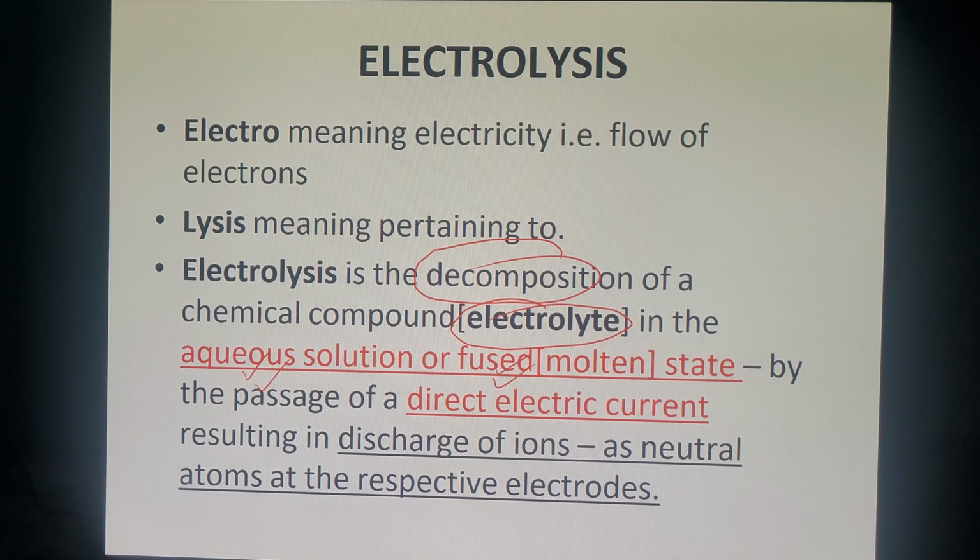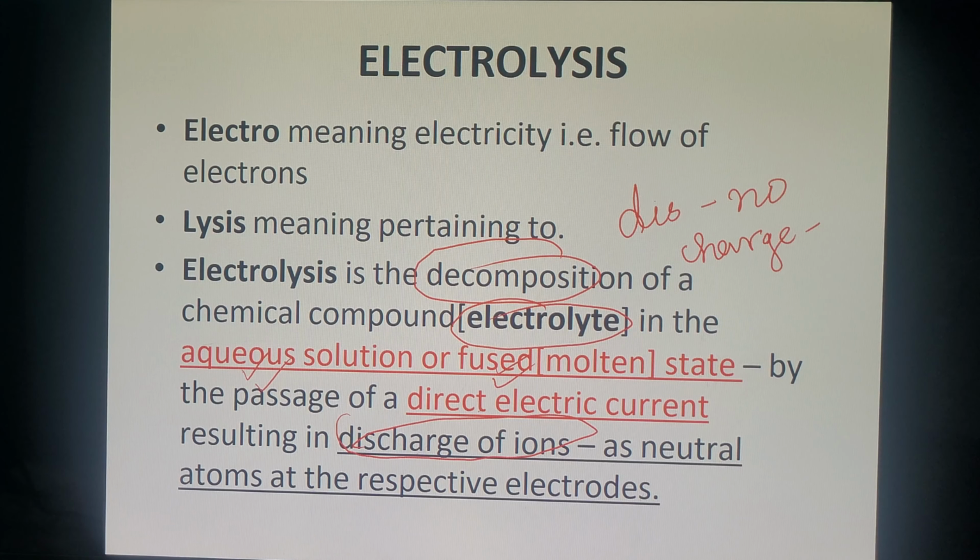Okay. Now, why am I doing the process of electrolysis? Can you see the last line that is written here? Whenever I am doing electrolysis, I am preferring to make discharge of ions. Now, what is the meaning of the word discharge? Dis means it should have no, and charge means charge. It should lose its charge.